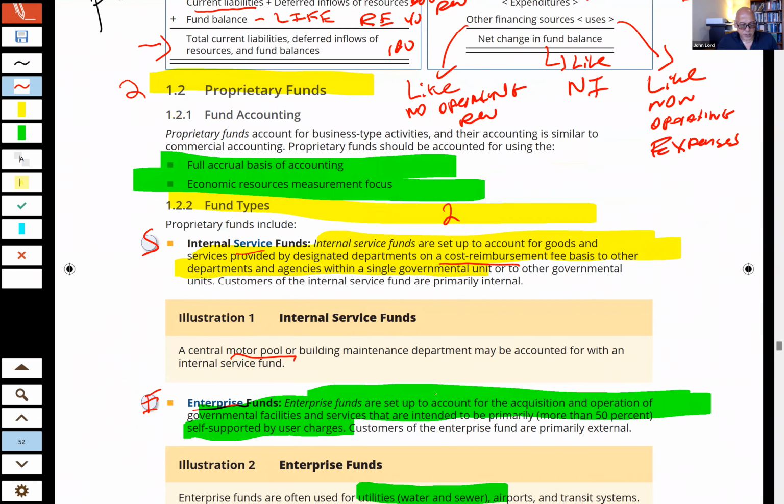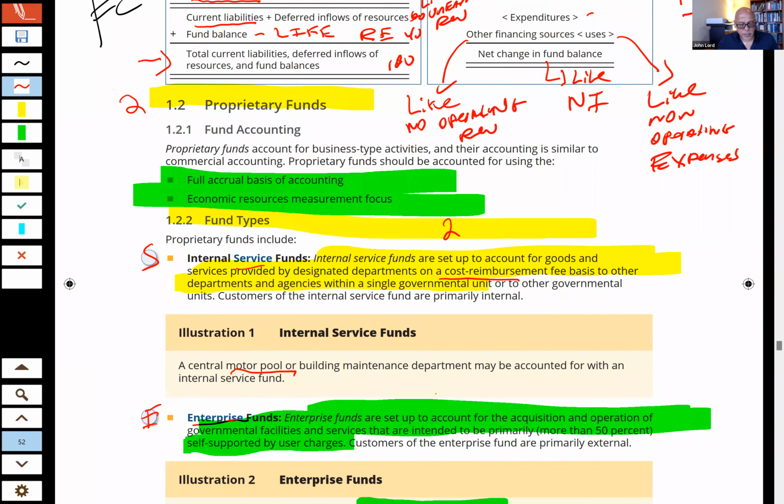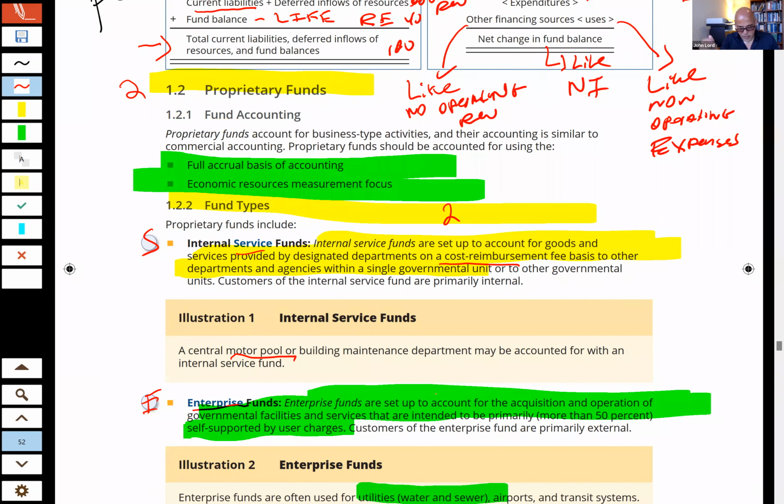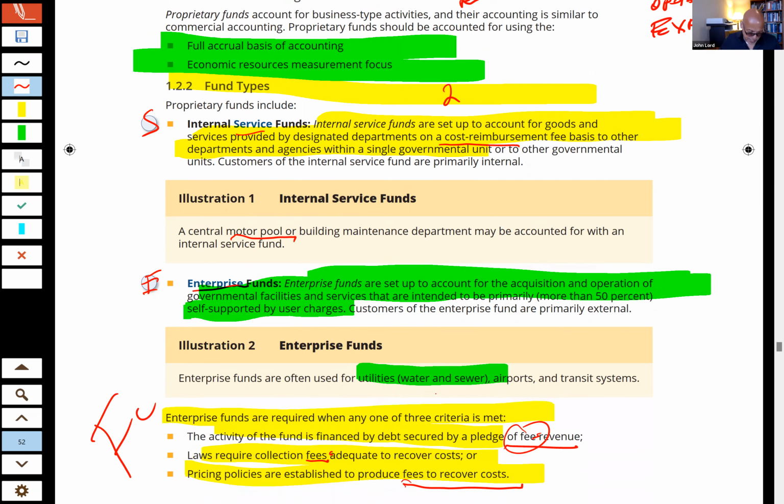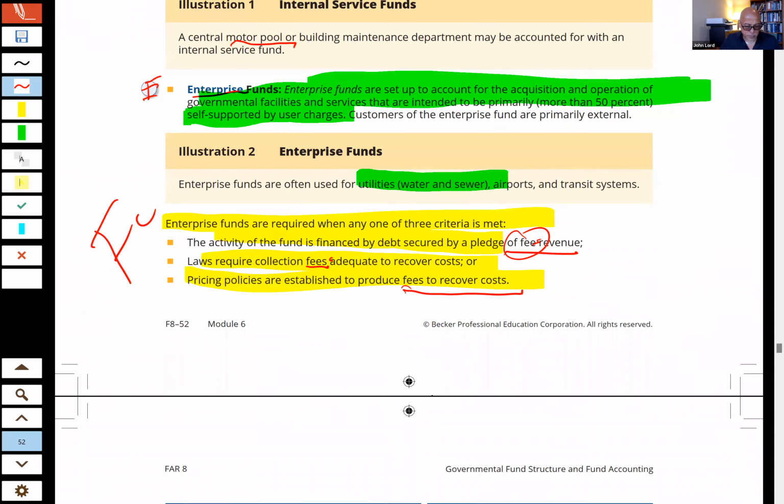So let's look. Most important thing, the category, proprietary fund. What type of accounting do they use? Full accrual, economic resources measurement focus. What are the two funds? The internal service fund and the enterprise fund. Key, easy takeaways, yielding points.